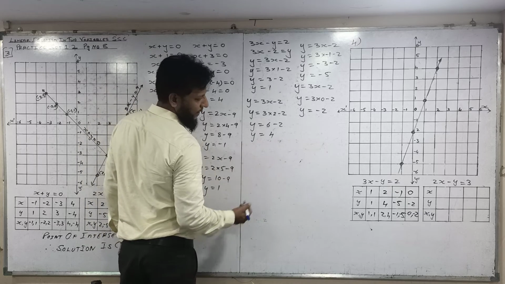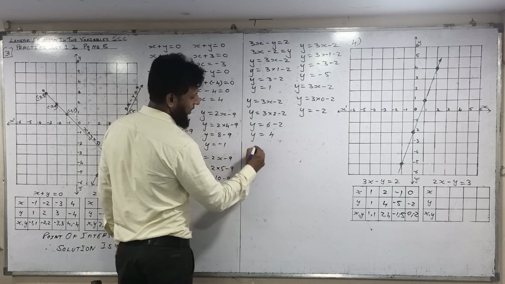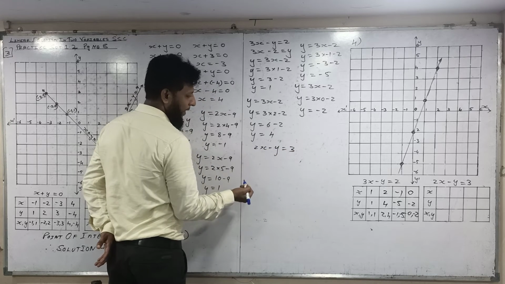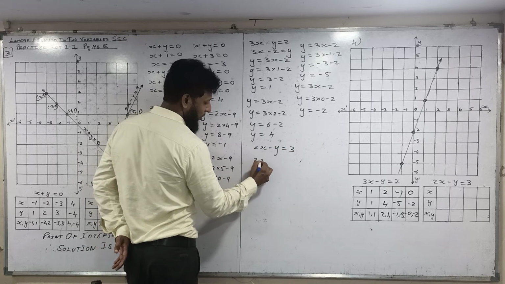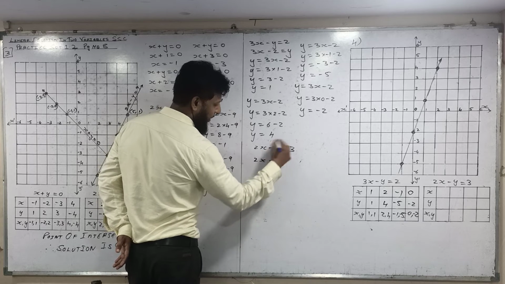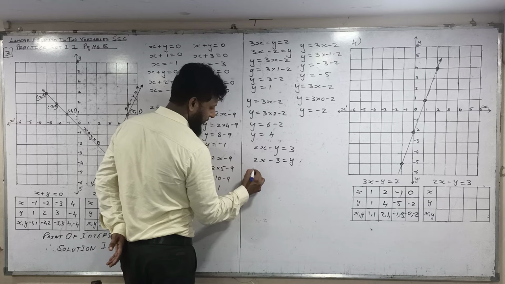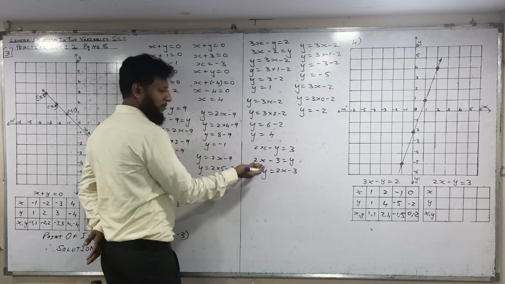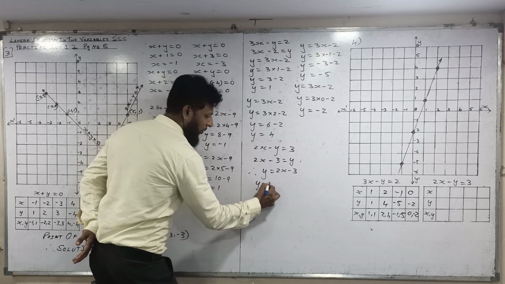2x minus y is equal to 3. Now again 2x minus y is equal to 3. See, y having no number, so we'll draw the equation with y. So 3 will come here, minus 3, minus y will go there, plus y. Therefore y is equal to 2x minus 3. Now simple, just put the value of x, you will get the value of y.